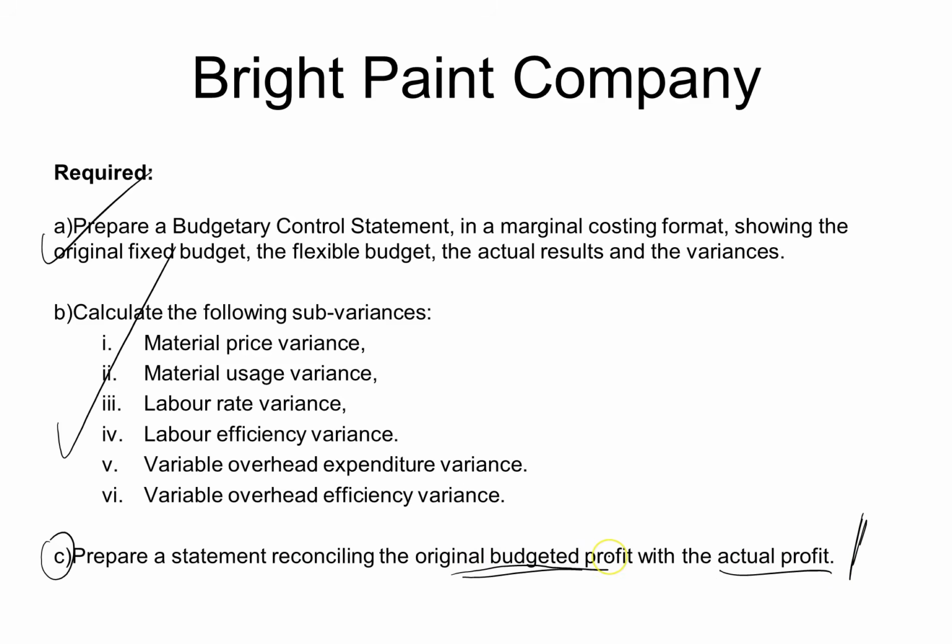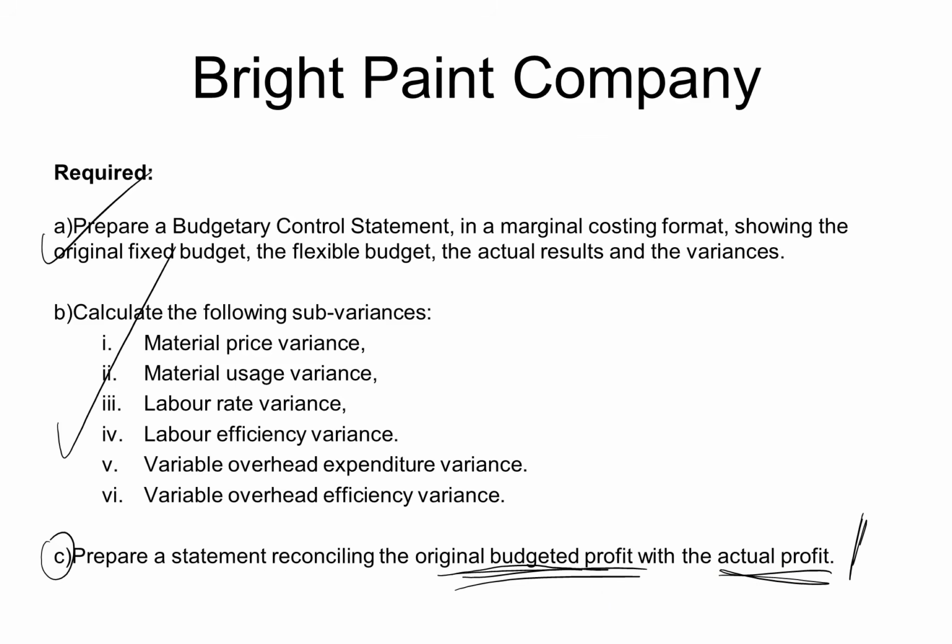The original budgeted profit we can read from the table. The actual profit we can read from our budget control table, and we're going to use the variances. So we'll just list down the variances. An adverse variance would reduce profit, so we'll take it away. A favorable variance would boost profit, so we would add it on.